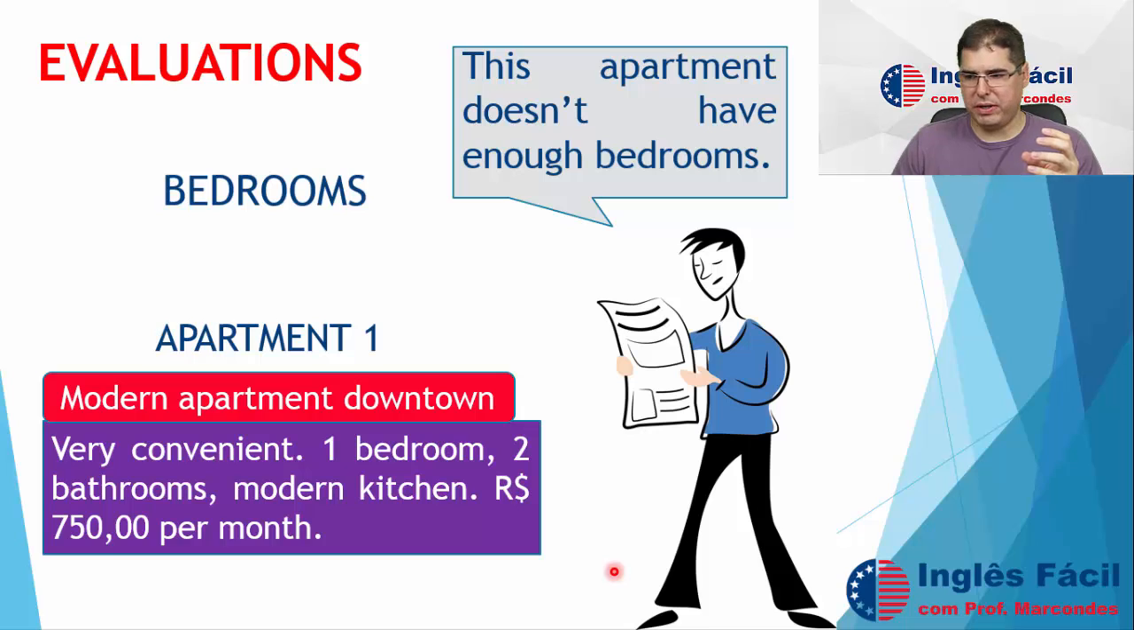The first apartment here was very convenient, right? 1 bedroom, 2 bathrooms, and a modern kitchen. So let's see now, Paul is going to evaluate this apartment. What does he say about the number of bedrooms? He says, this apartment doesn't have enough bedrooms. Okay, so it has only 1 bedroom. So it doesn't have enough bedrooms.